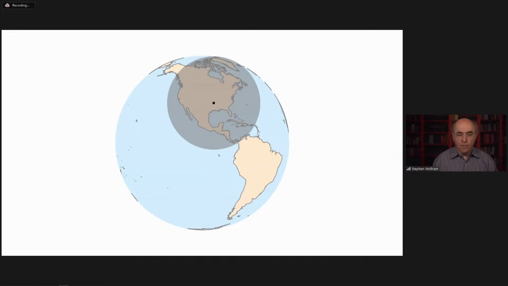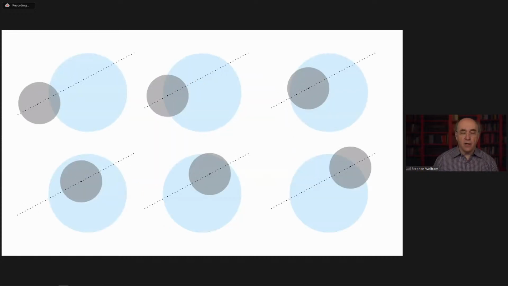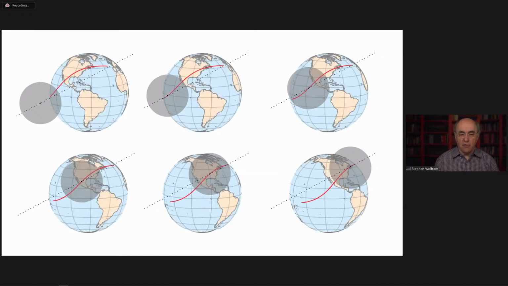the umbra. As the Earth and Moon move in their orbits, the region of shadow will move relative to the Earth. But now there's another part of the story, which is the rotation of the Earth. And if we include that, we'll see that the region of totality, at least in this case, traces out a kind of S-shaped curve on the surface of the Earth.